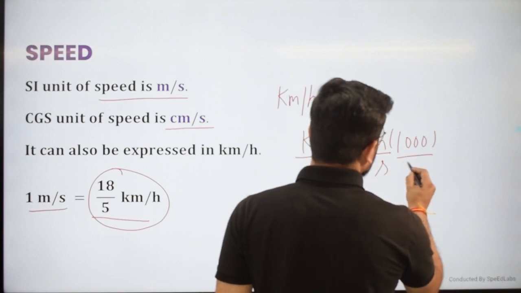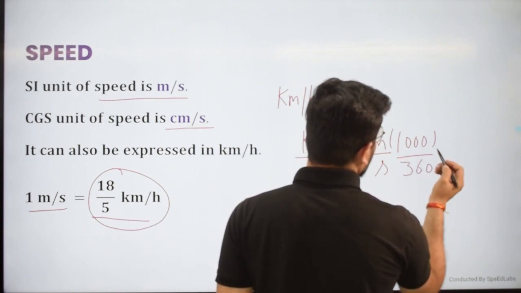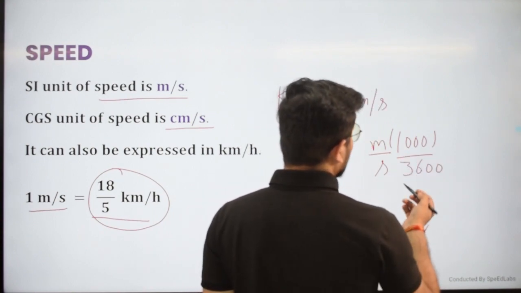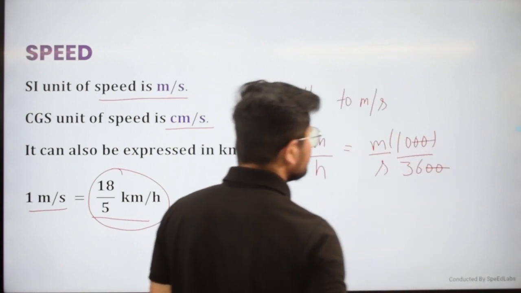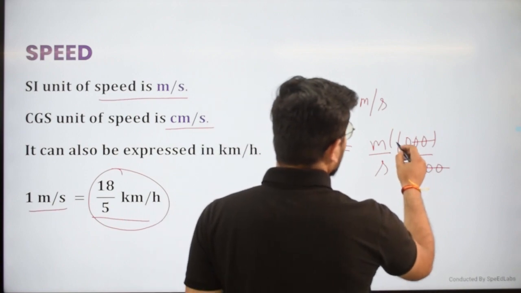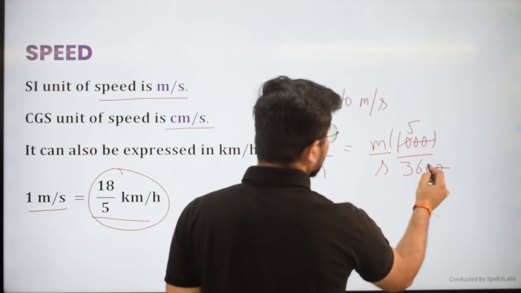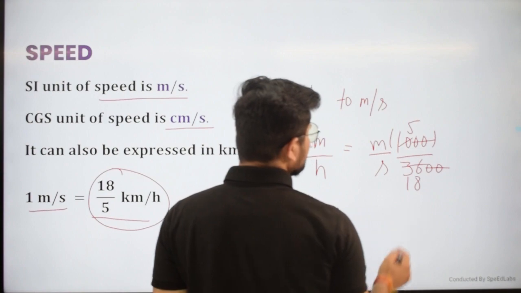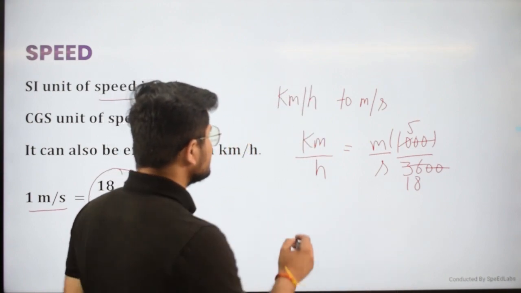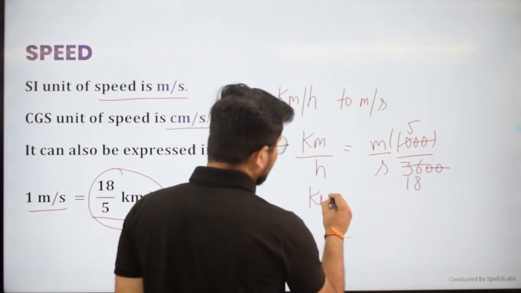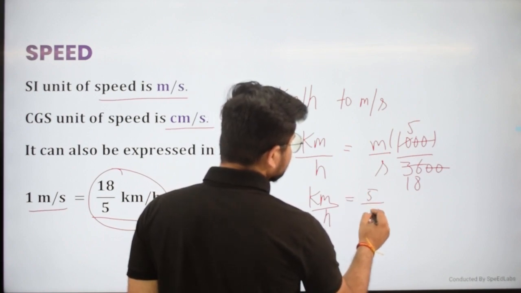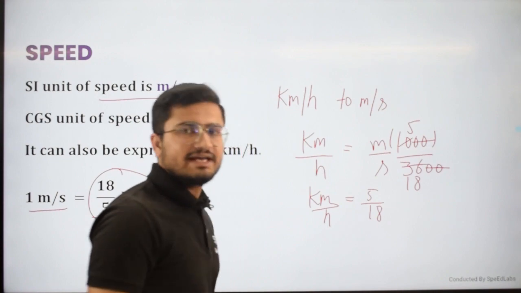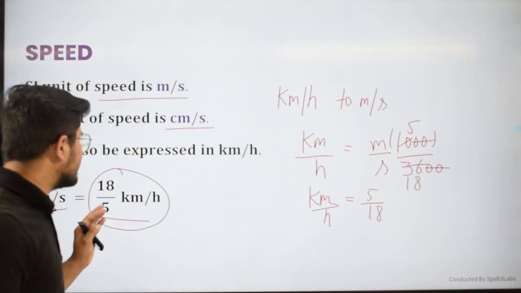So upon 3600. Is it? So let's simplify it. 2 zeros cancel. And yes, 2 fives are 10, and 2 ones are 2, 2 eights are 16. So we are getting here 5 by 18. So can I write it like this? Kilometer per hour equal to 5 by 18. Yes, I can write. So that is what is written over here.